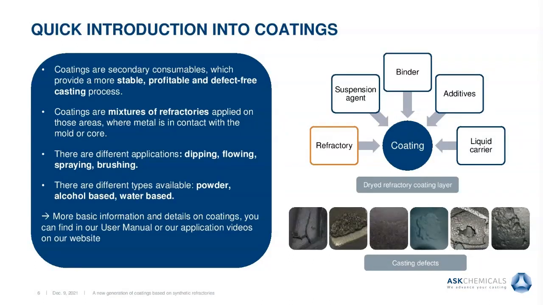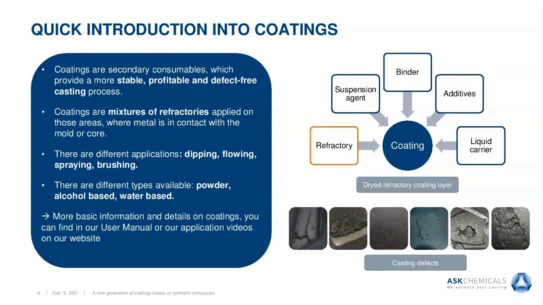Coatings are secondary consumables which provide you as a foundryman with a more stable, profitable and defect-free casting process. Why is that the case? Because the raw materials and the process have some variations, and this leads to an unstable process. As you see on the bottom, you can have casting defects like veining, burn-in, burn-on, scabbing, gas defects, or even slag defects.